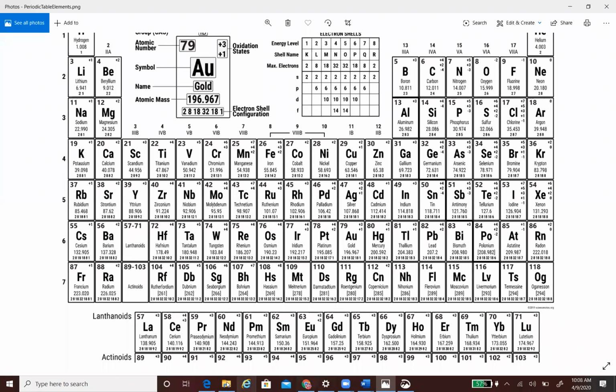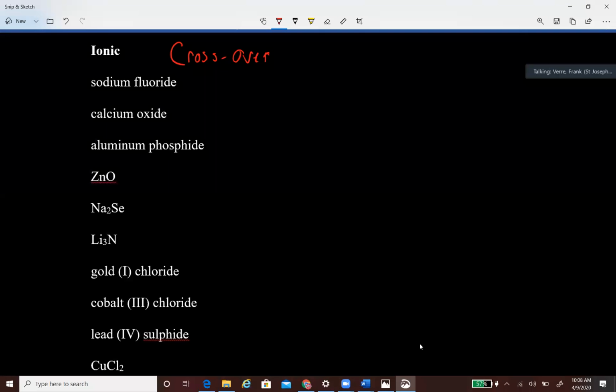Now, the reason why that's important is because you need to know the charge to figure out the formula for ionic compounds. So sodium is +1 and fluorine is -1. So the crossover rule says that you just need one of each. So you would write sodium fluoride as simply one of each, which would be NaF.